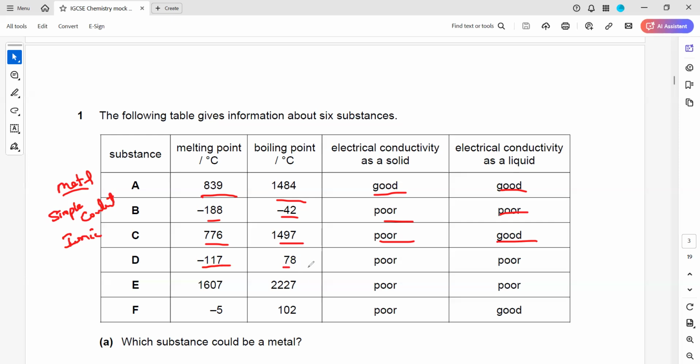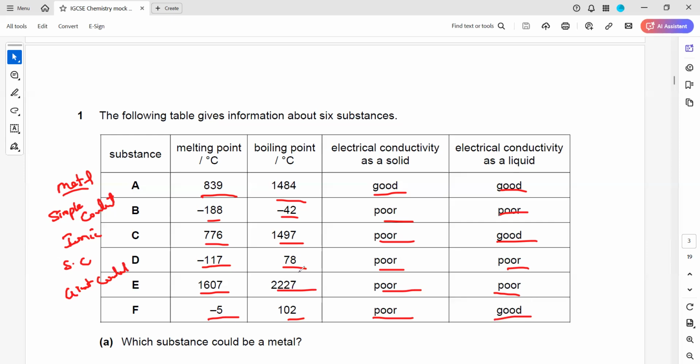Low melting point, low boiling point, poor conductivity. So this also gives an indication that it is a simple covalent. High melting point, high boiling point, does not conduct electricity in a solid or a liquid. So this gives an idea it is a giant covalent compound, because these are the characteristics of a giant covalent. Low melting point, low boiling point, does not conduct electricity in a solid, but can conduct electricity in a molten state.